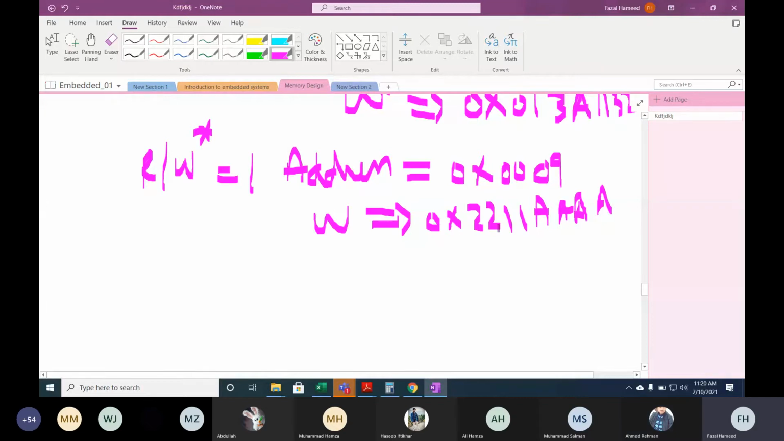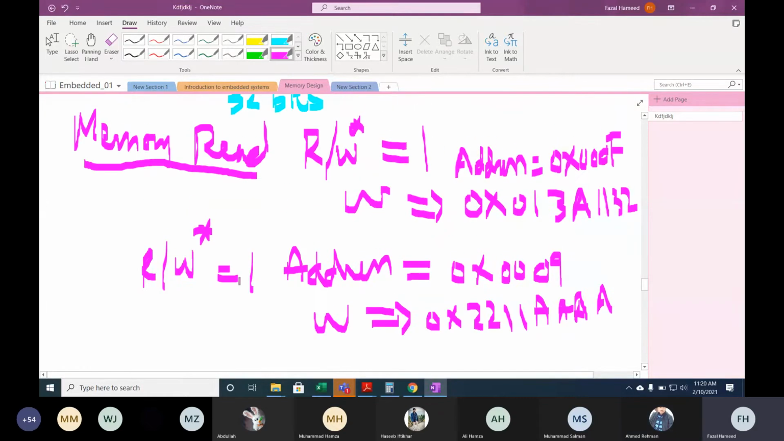See, read write bar is 1. It means you want a read operation. You want to read from an address 0009.